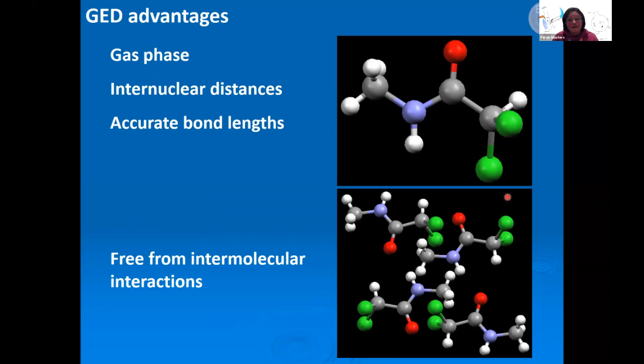We also get internuclear distances, or very close to internuclear distances, so we tend to get more accurate bond lengths than you would perhaps from X-ray diffraction, given that we are diffracting off the electric field gradient between the nucleus and the electrons in an atom rather than the electron field.